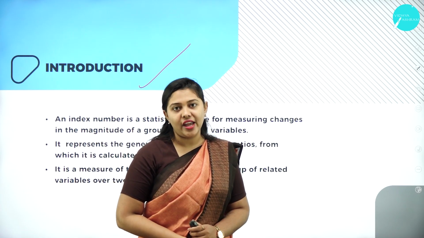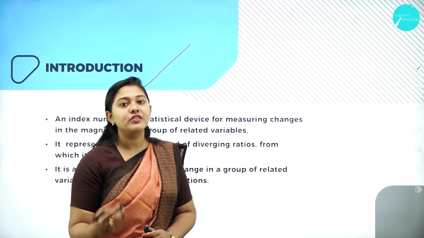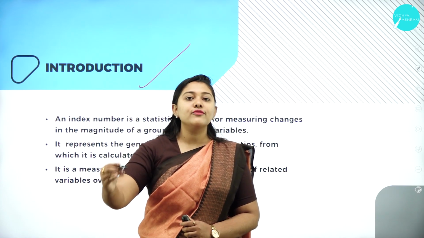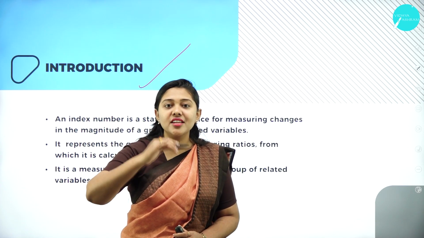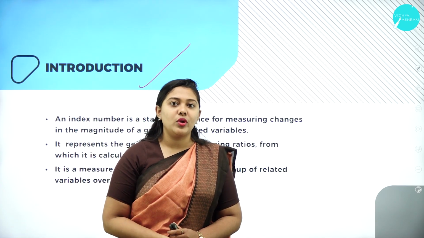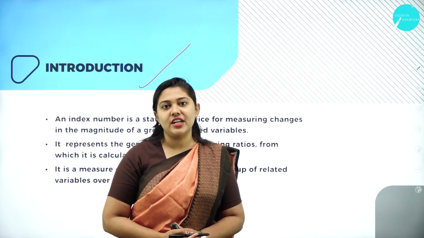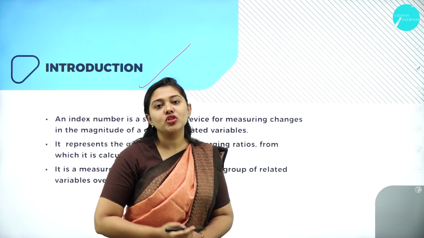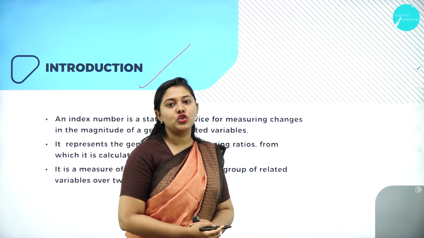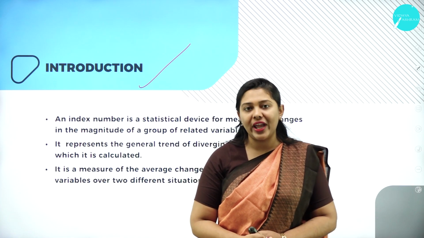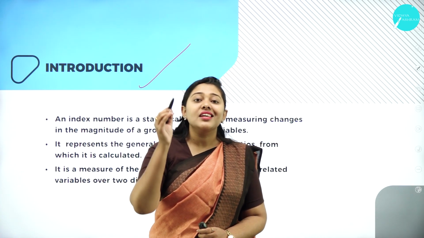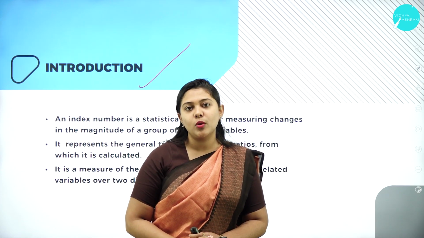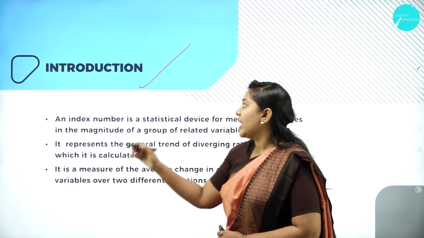Suppose you go to a market. Today the price of a tomato will be 50 rupees per kilo, but when you go after 15 days, that might have decreased, or the price might have increased. It might be inflated or deflated. So what are the changes? How can we measure these changes? To measure those changes between two variables, so that a single value can be used to study the changes in a variable, that is called an index number.